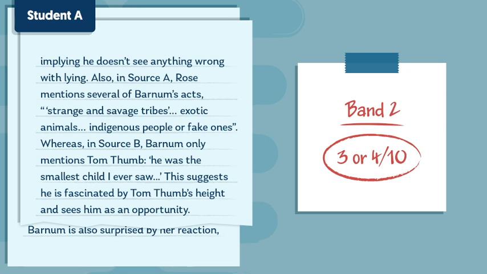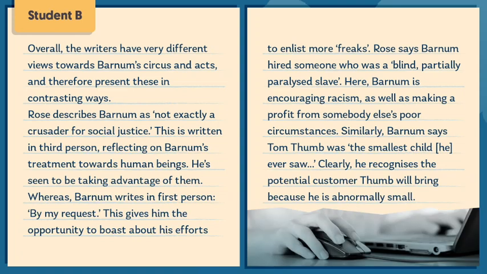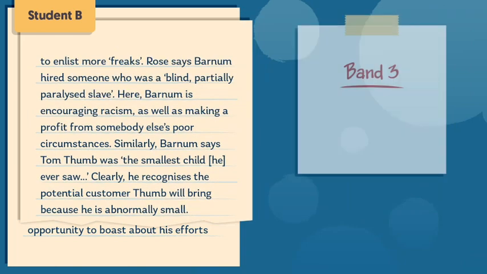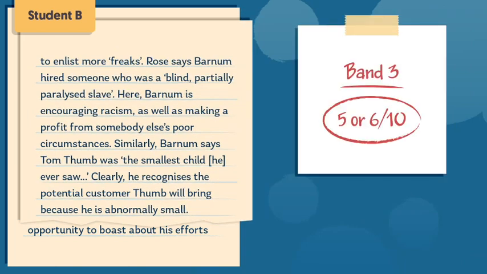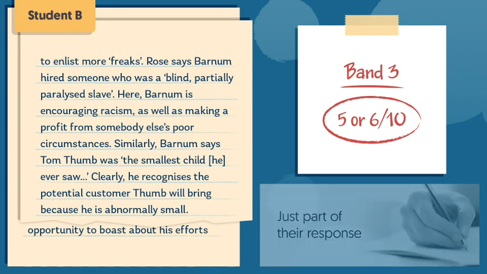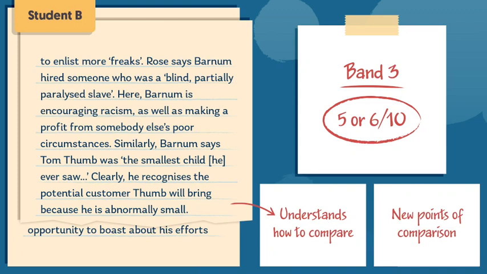Now let's take a look at an excerpt from student B's response and see how they approached the same question. Press pause now to give yourself time to read it through, and press play when you're ready. So far, student B's response is strong, and so would receive a Band 3, around 5 or 6 marks out of 10. Remember though, this is just part of their response, and we're only awarding marks for what you can see. Quite clearly, they understand how to compare 2 texts, and if they continued the rest of the response in the same way with additional new points of comparison, they'd likely receive marks in the top band.